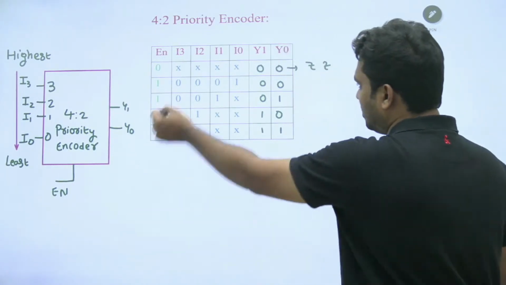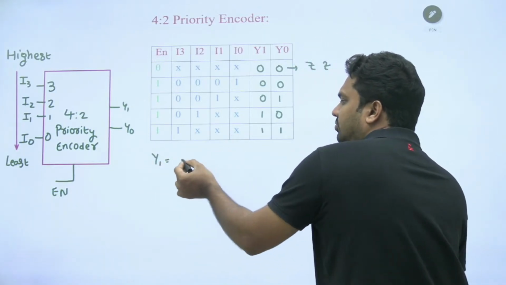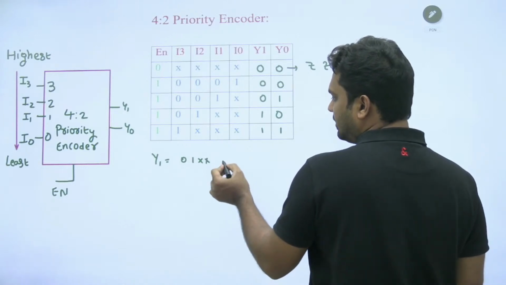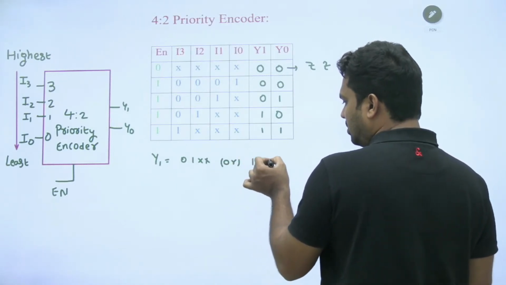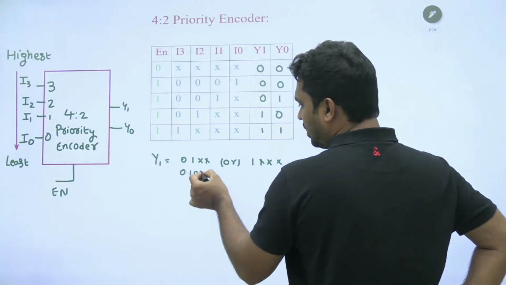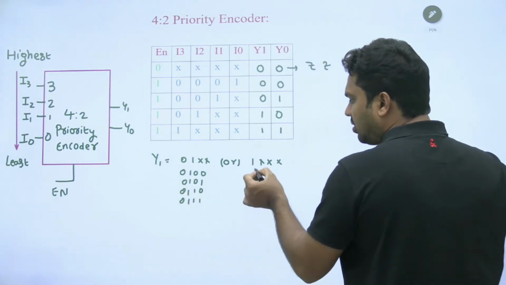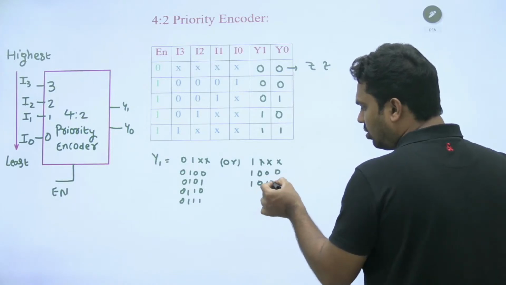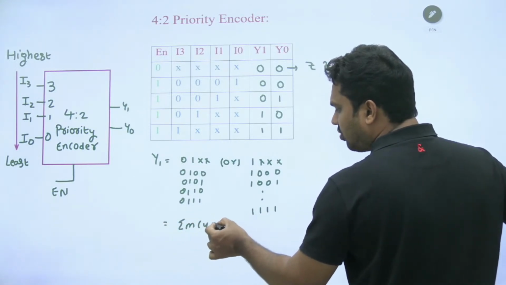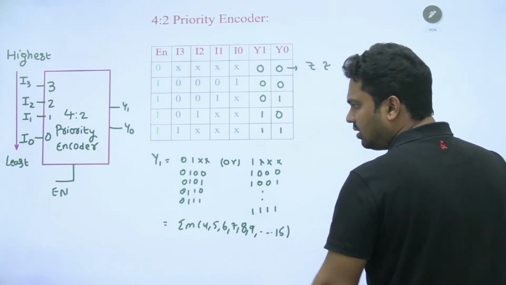Now, if you see this figure, what is your y1? It is 1 under the condition of 0 1 double cross, or 1 triple cross. There are two possibilities to get y1 equal to 1. In place of the double cross you can take 00, 01, 10, 11, and in the triple cross you can take 1 followed by all zeros to all ones. It will give you the sum of the minterms 4, 5, 6, 7, 8, 9 and so on up to 15. Okay sir, done.